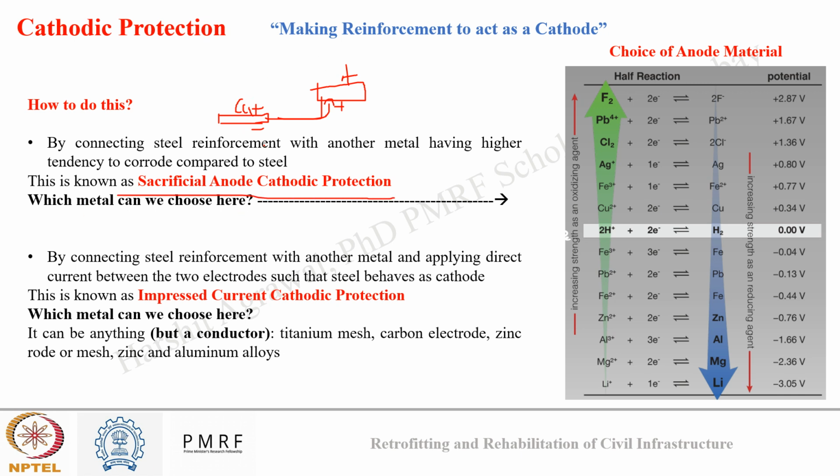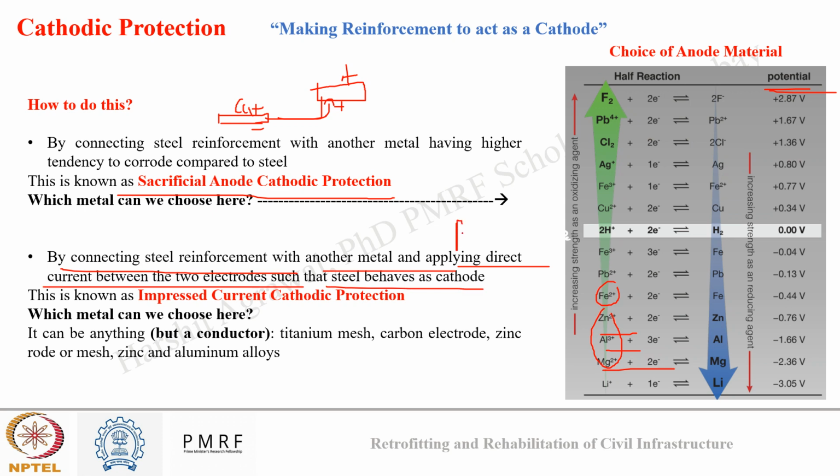Now, how to choose which metal will corrode? It is based on the potential, which has the higher tendency to corrode. So, in this image, you can see zinc, aluminium, and magnesium have an increasing strength to act as a reducing agent, or to get oxidized. So, these three metals can act as a sacrificial metal for iron. Okay. Another way can be connecting the steel reinforcement with another metal and supplying direct current between the two electrodes such that my steel is behaving as a cathode.